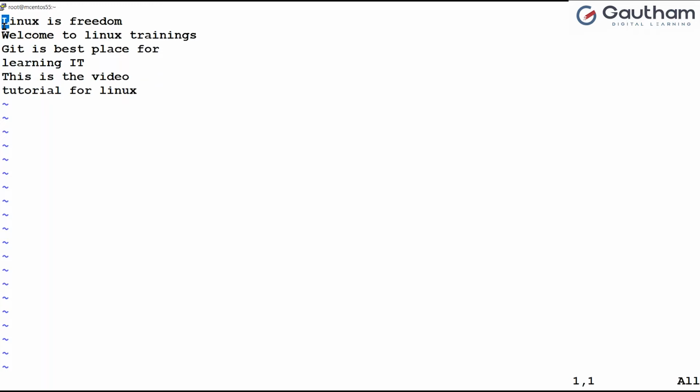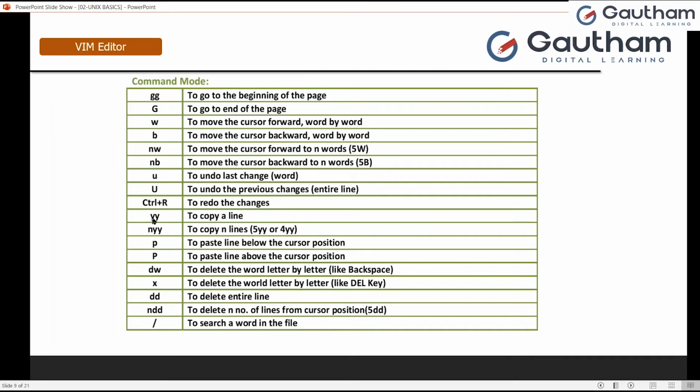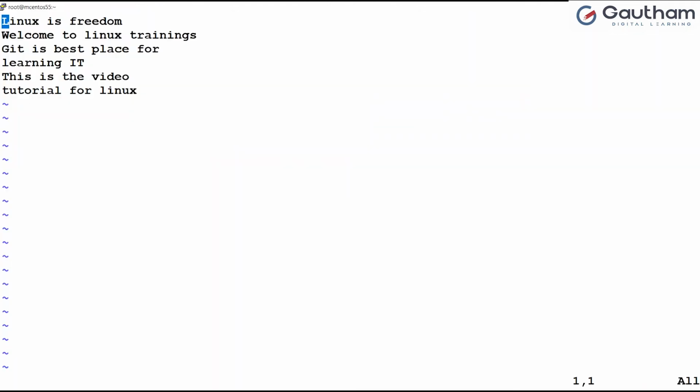Now, another thing you can do in the VI editor in command mode is cut, copy, or delete lines. Suppose I want to copy this first line. Keep the cursor on the line which you want to copy, and press yy. 2 times yy will allow you to copy the entire line. So when I say yy, that line is copied.